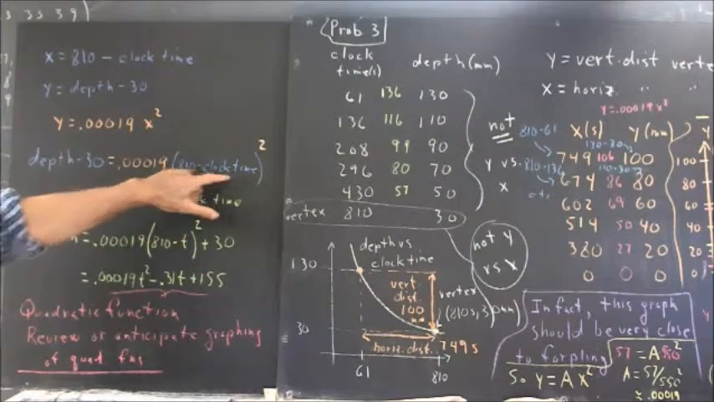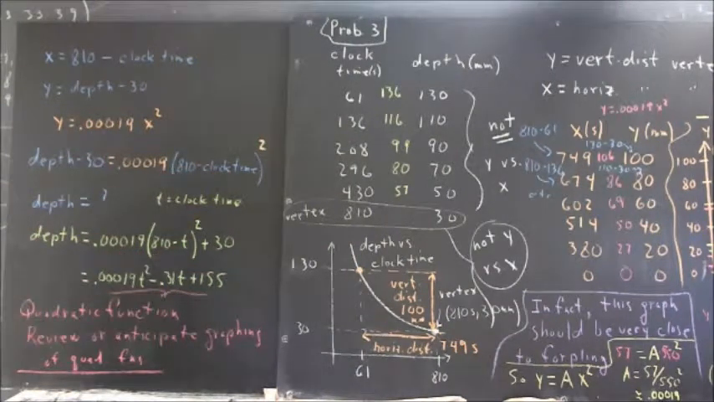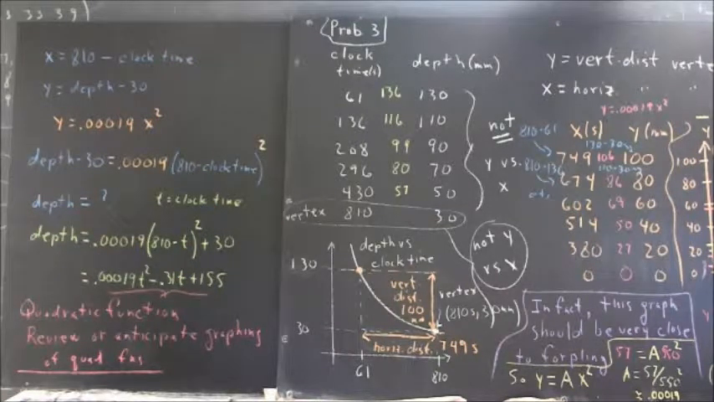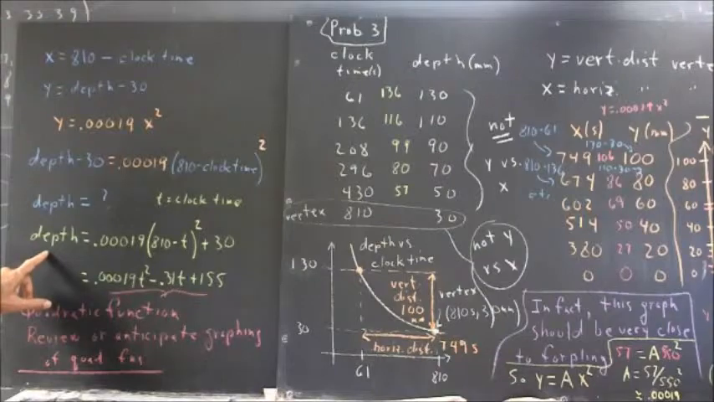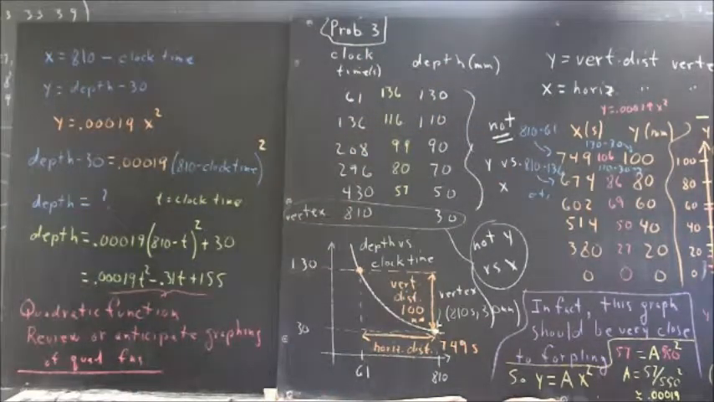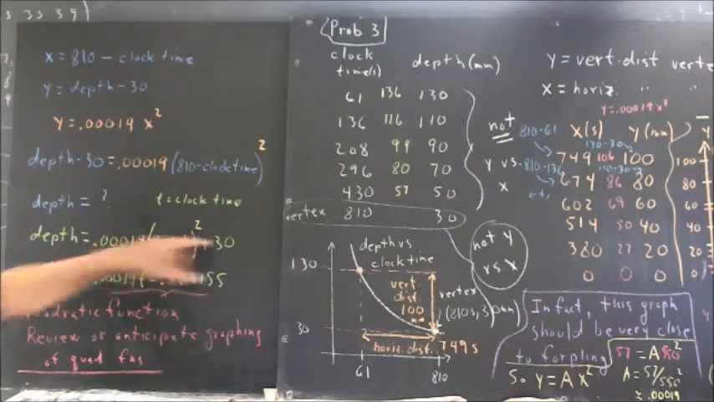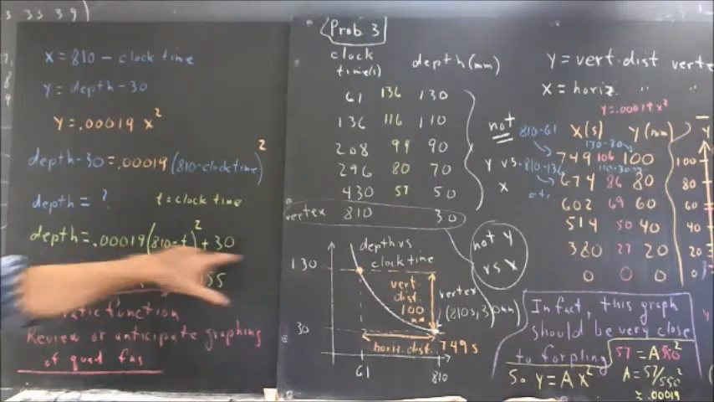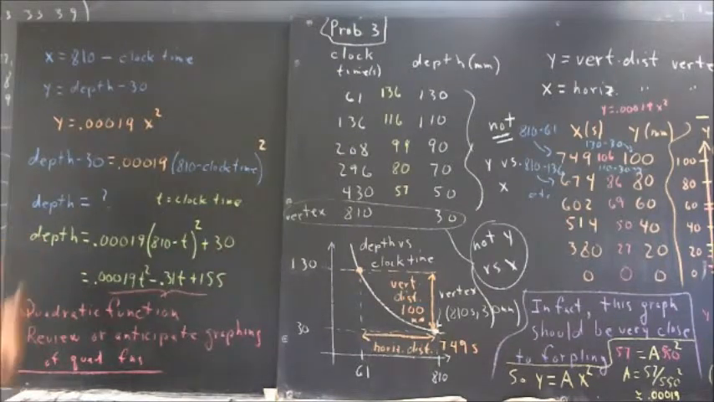Now, instead of clock time, I just wrote t. Okay, we understand that t now stands for the clock time. I don't want to use y for depth because we're using y for something else in this situation. And then I simply simplified this expression. Now, what's simple and what isn't?